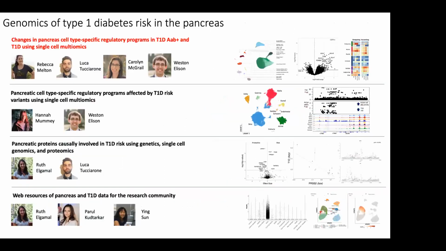So I'm going to be telling you potentially about 4 things today, time pending, about how we're building on these studies to try to understand type 1 diabetes risk in the pancreas. The first study I'll talk about is mapping changes in regulatory programs in pancreas cell types in type 1 diabetic individuals and people who are positive for type 1 diabetes autoantibodies.